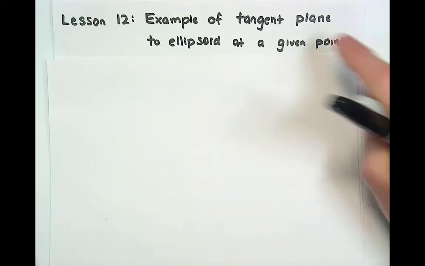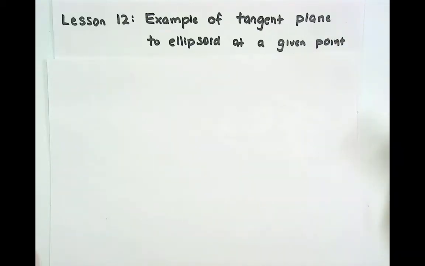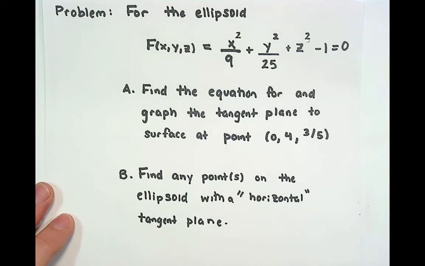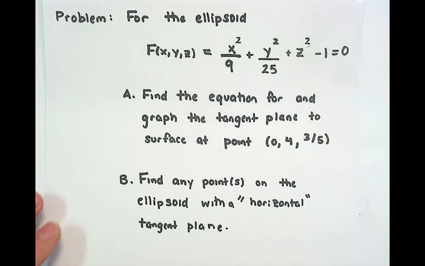Welcome back. In this video we're going to look at an example of a tangent plane to an ellipsoid at a given point. This is an application of the general equation for a tangent plane of an implicitly defined surface that we talked about in the last video. The problem that we're going to work on in this particular video looks like this.